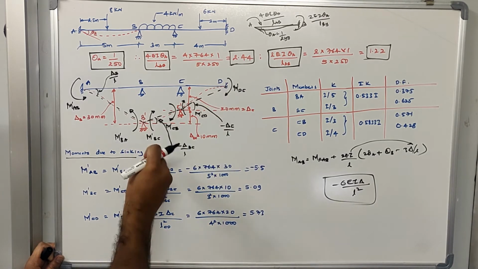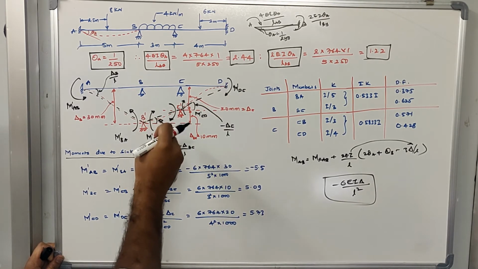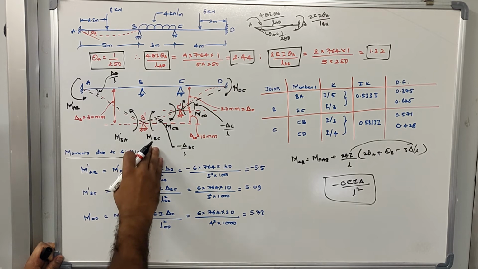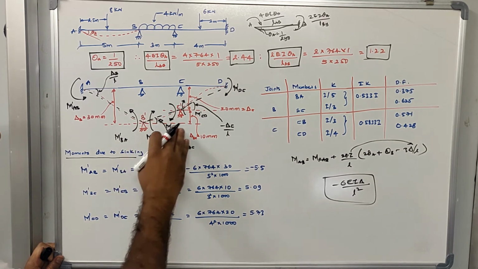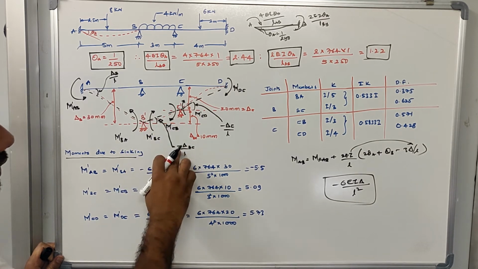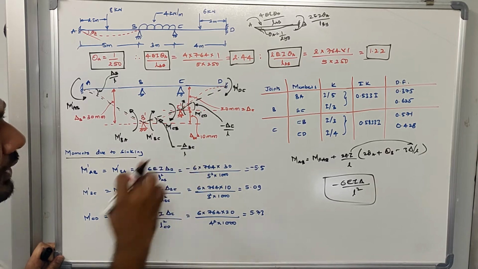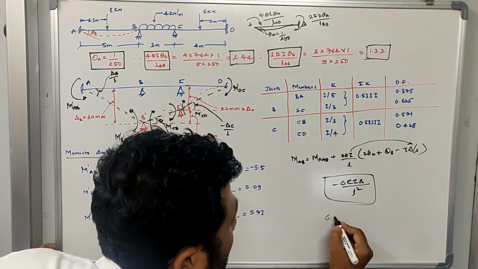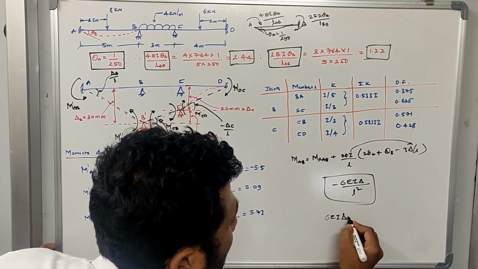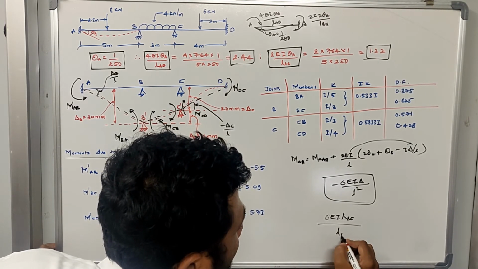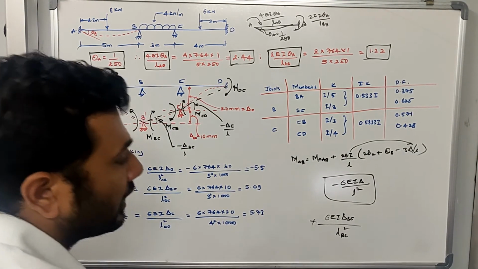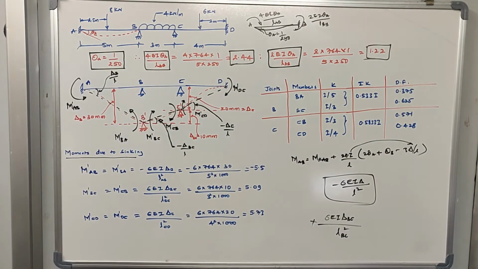Now let us look into whether those equations are positive or negative. If you remember the equation that we solved for MBC and MCB, there I took minus delta BC by L. When I substitute minus delta BC by L, it becomes 6 EI delta BC divided by L BC square. Now we converted that in terms of positive. This is what you need to remember.